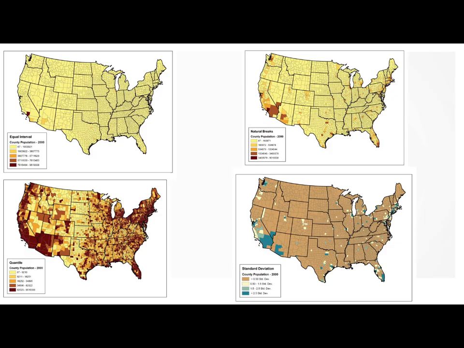Again, another example showing how important classification can be. This is a map showing county population in the United States and just using different classifications. So the maps look very different. You can see that same data, same area, just different classification, you end up with very different maps. So that's why it's very relevant to think about it.